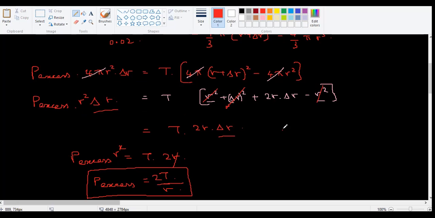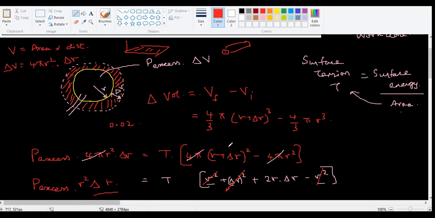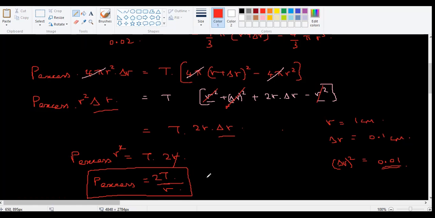Why do we cancel the delta r square? It is very small. Yeah, delta r we are talking about compared to r. Let's say r is 1 centimeter, and then this delta r is going to be something like 0.1 centimeter, which means when you say delta r the whole square, it's going to be even smaller, 0.01. So that's the reason why it's okay to ignore this. Suppose if they said that the delta r is very big, then this final formula will not work.